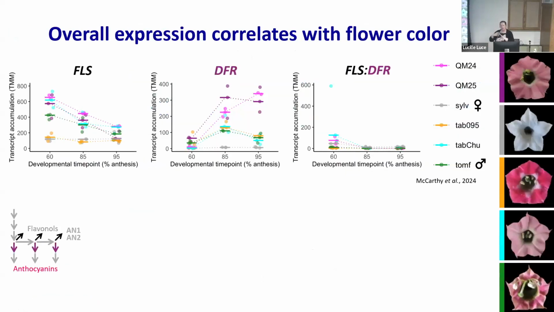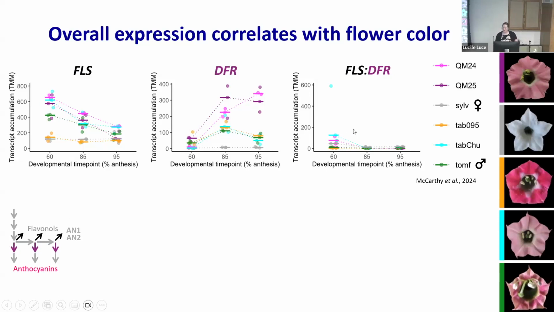Because we found that our homolog bias did not correlate with flower color, but when we pull our expression together, we do see that overall expression of these genes does correlate with flower color. So you've heard about FLS, which is making flavanols, and DFR, which is making anthocyanins. We're looking at the expression of those genes across development in these plots. But we can also look at the ratio here because they're competing for the same substrates in the pathway.